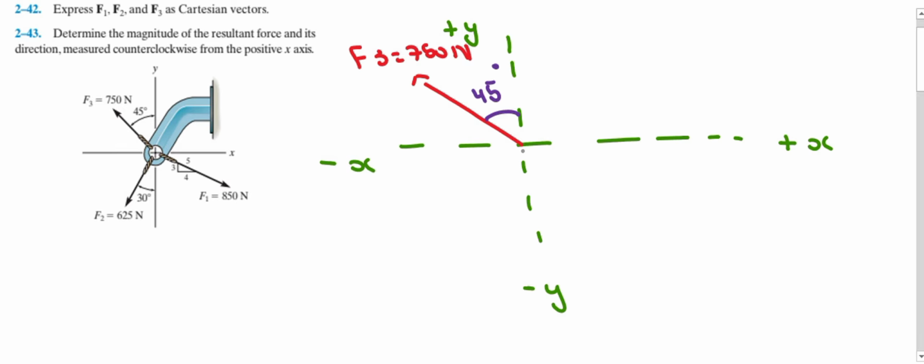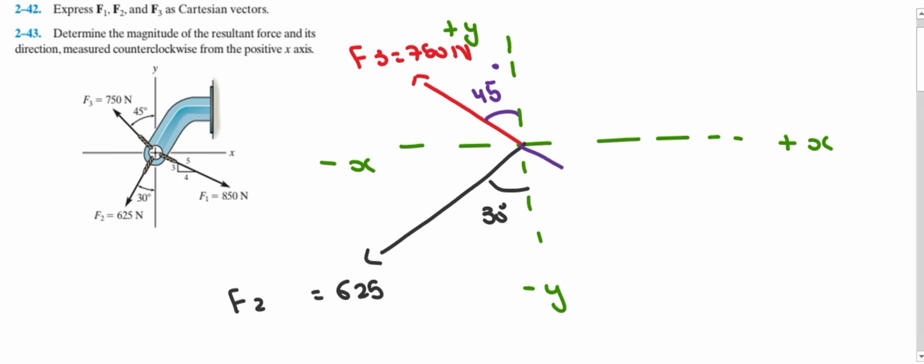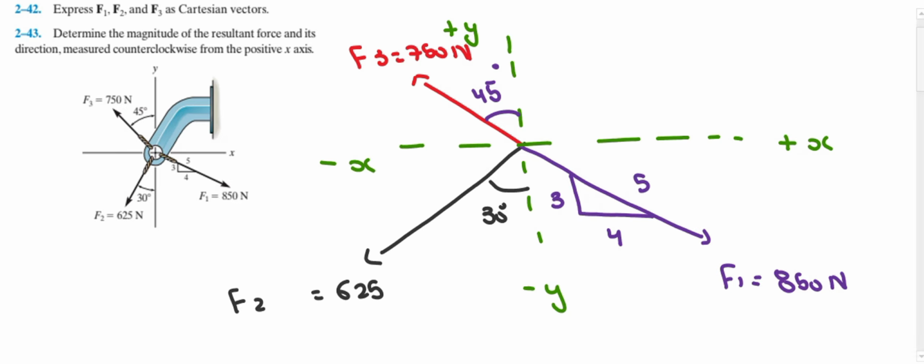Similarly, this is our 625 Newton force and it is F2, and this vector makes an angle of 30 degree with negative y-axis. And this is our F1 force, which has the magnitude of 850 Newton, and the triangle given to us. This is the triangle: this is 3, this is 4, and this is 5.